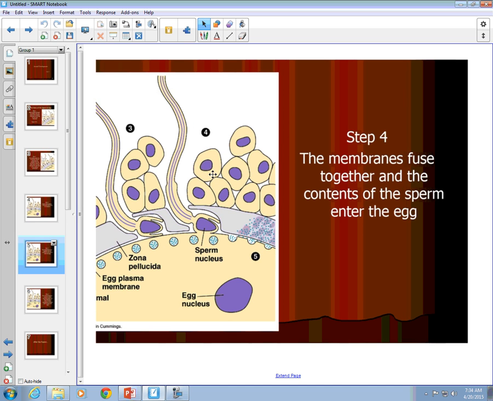The next step is the membrane of the sperm will actually fuse with the plasma membrane of the egg, and the contents of the sperm enter the egg. So here's the egg nucleus, and then this purple area here, that's the nucleus of the sperm.